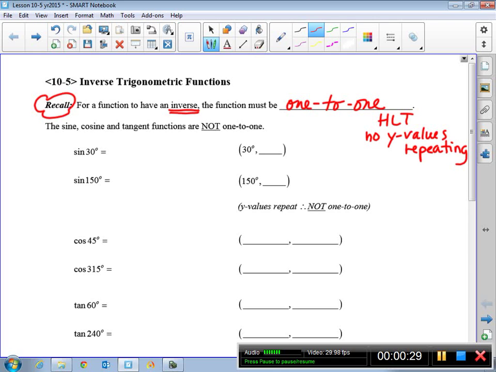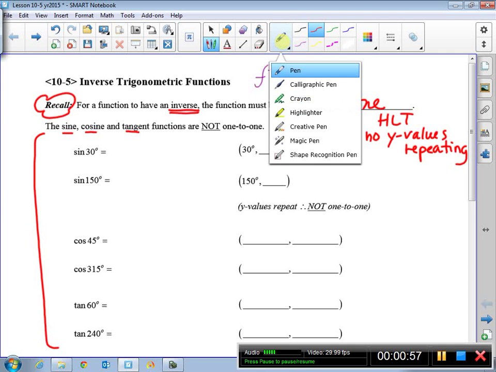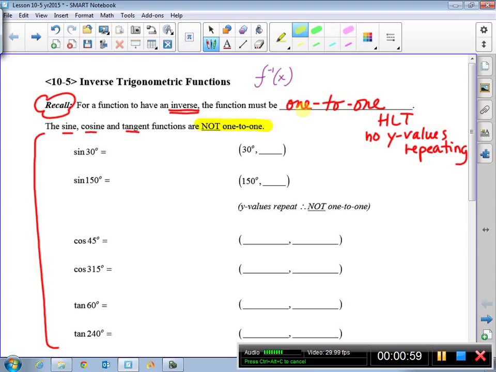So if we have a function f of x, then the inverse function looks like f inverse of x. That's an inverse function. Let's revisit some of our values for sine, cosine, and tangent. The goal with these 6 little problems is to notice that our trig functions are not 1-to-1 naturally.